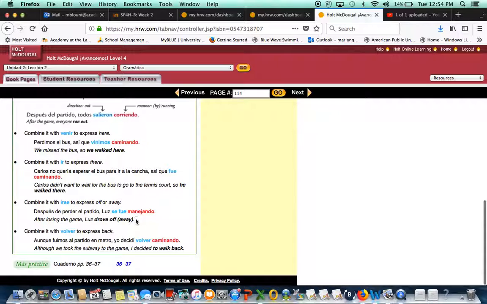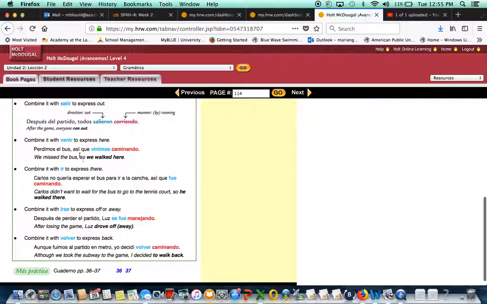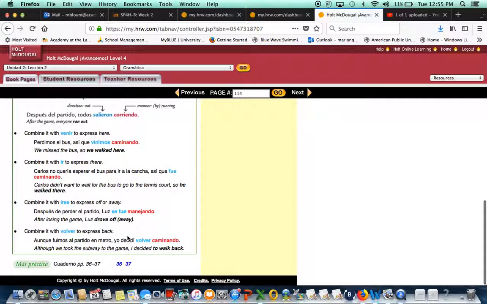Okay, and then we have volver. It's more repetition, to express back. Volver is kind of the same thing as venir. All right, so you use gerundio plus volver to express back. So how do you come back? By walking, by running, by ride, by plane, by train. All right, the same thing.